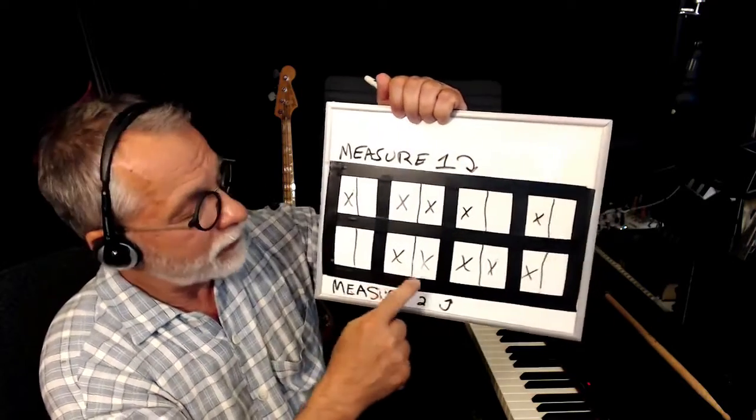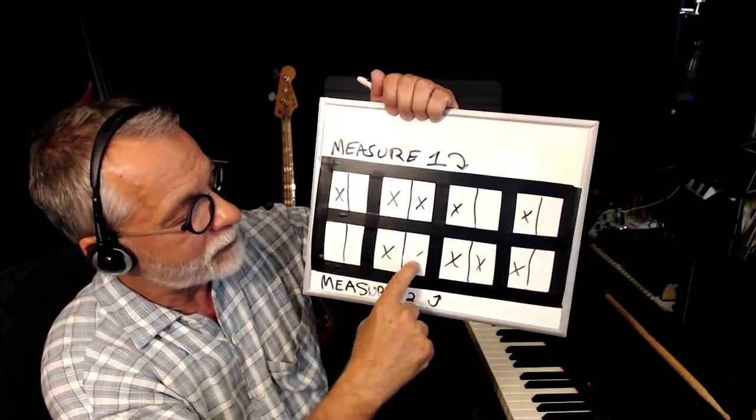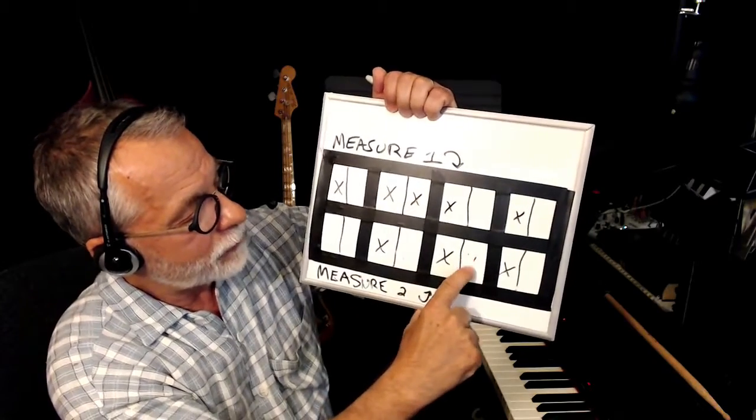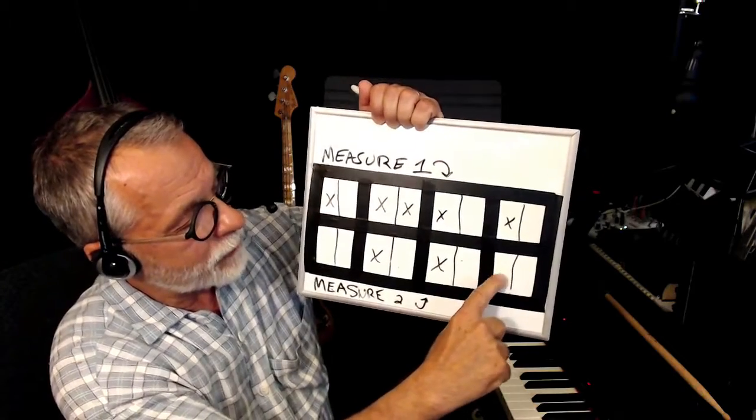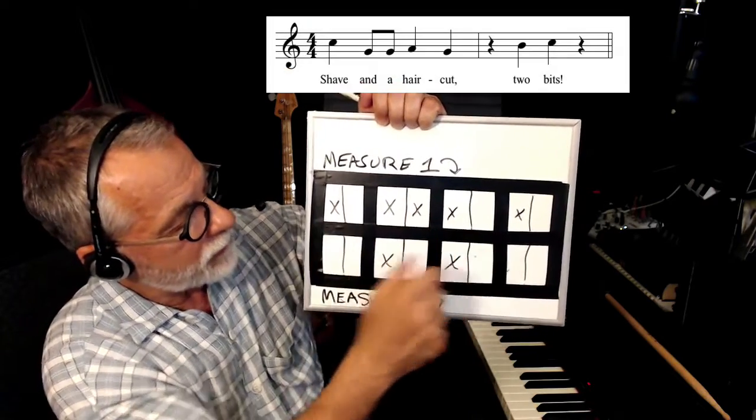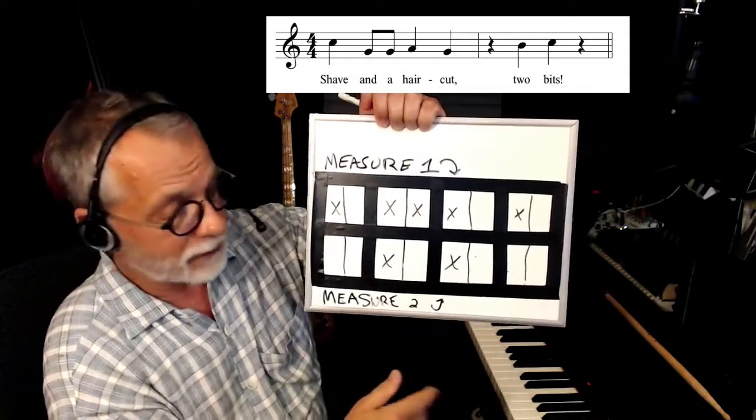So we also have too many notes here in the second half, so we don't have any subdivisions here, so we're going to go 2 bits. Shave and a haircut, 2 bits, and then we need to get rid of 4. So 1, 2, and 3, 4, rest, 2, 3, rest.